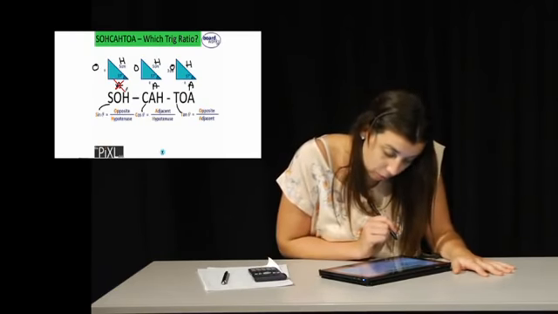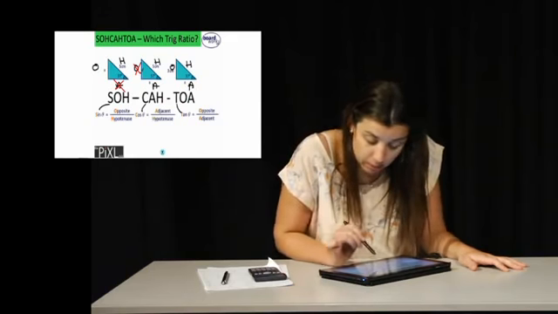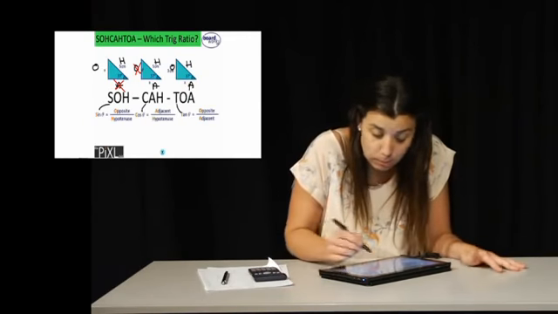Let's look at the next triangle. H has got something, A has got something, O, there's nothing there. You added the O, so cross the O out. The next one, O's got something, A's got something, the hypotenuse is blank.